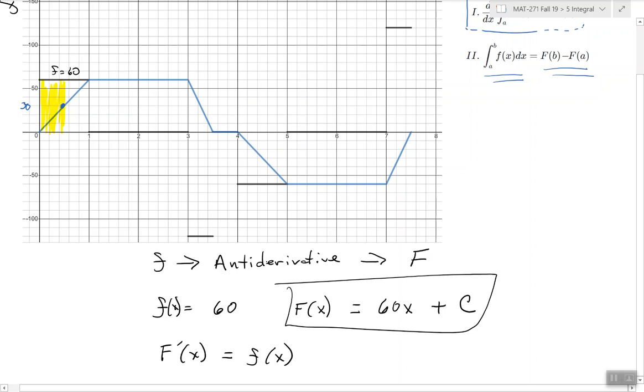Hey guys, I want to continue along with what we were just talking about. Okay, so we have this idea that big F is the antiderivative of a little f. So we have to kind of reverse the differentiation process.